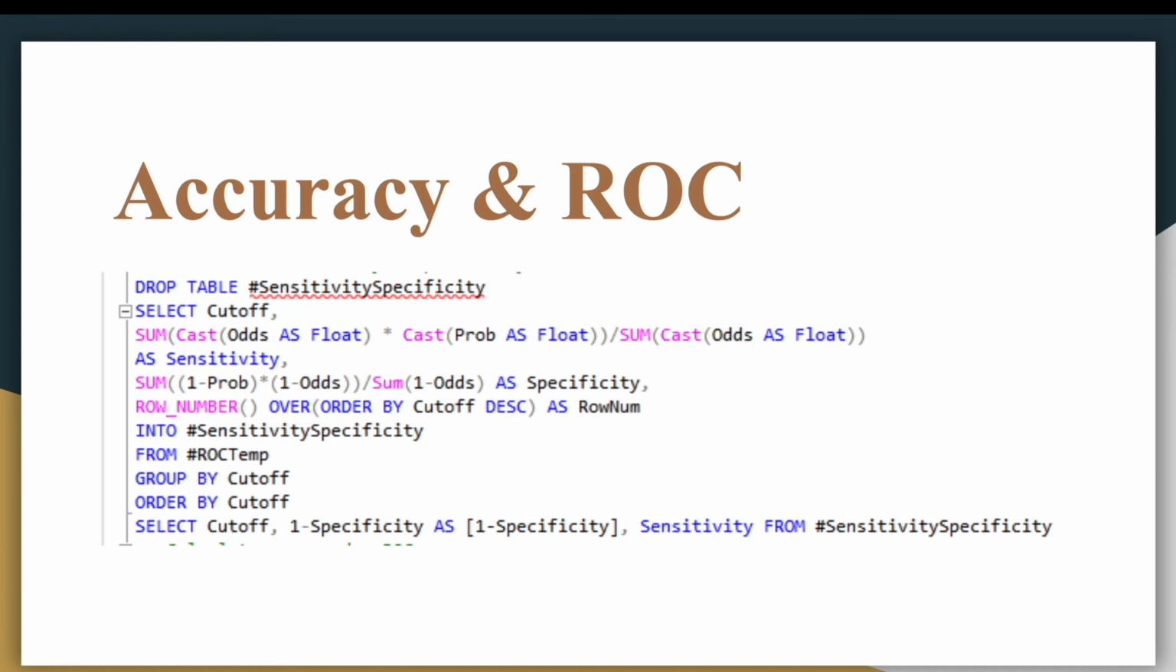By calculating the sensitivity and specificity, we create the receiver operating curve. The x-axis represents 1 minus specificity, and the y-axis represents sensitivity. The receiver operating curve represents the accuracy of our model.